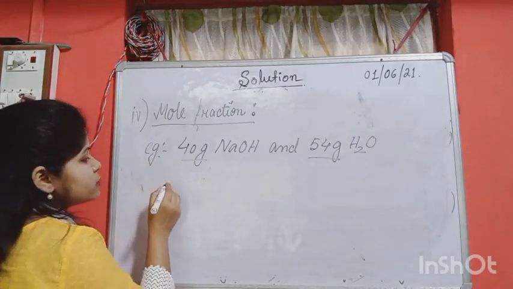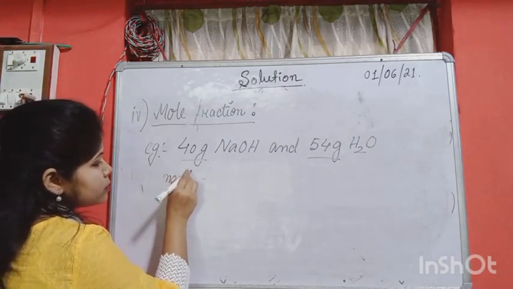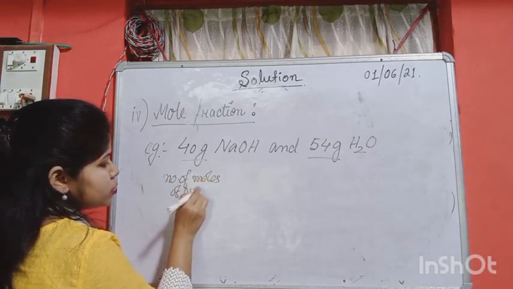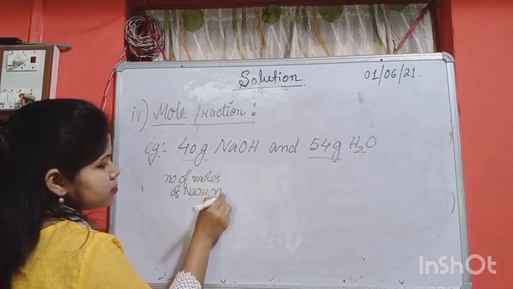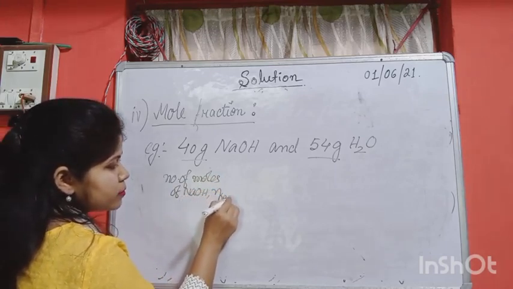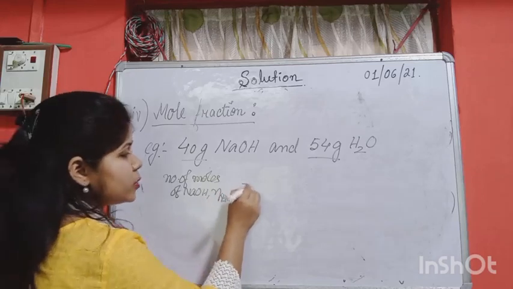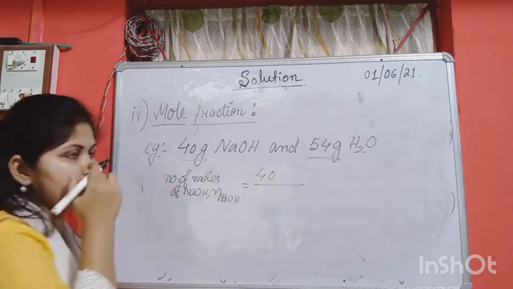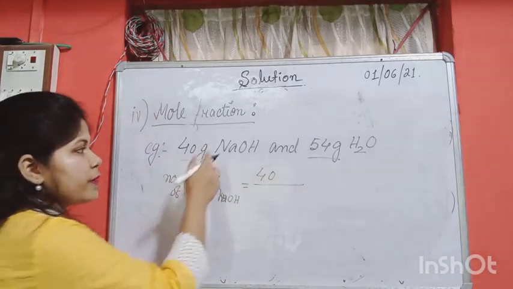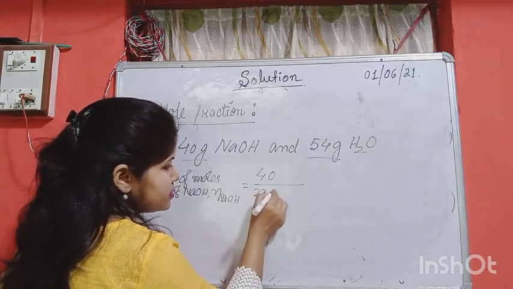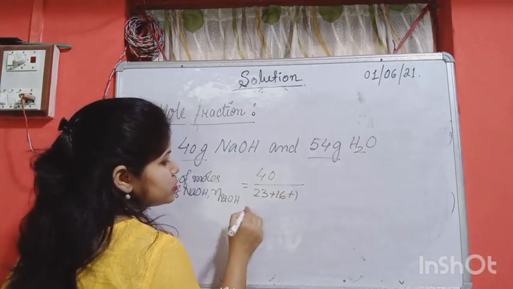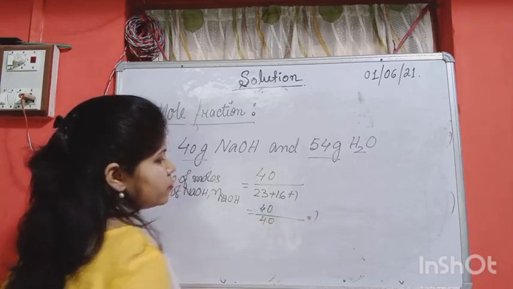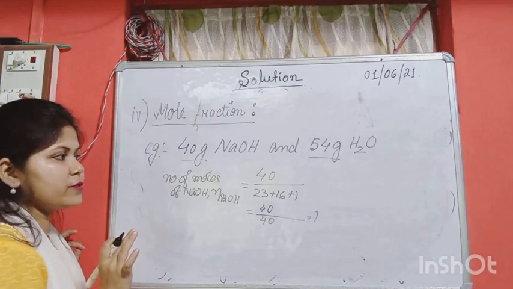So first I have to find out the number of moles. So number of moles of NaOH, we can write it as N suffix NaOH, equals given mass, that is 40 gram, divided by molecular mass. So molecular mass of sodium hydroxide is what? Sodium is 23 plus 16 plus for hydrogen it is 1. So it will be 40 divided by 40, which equals 1. So I have got the number of moles of sodium hydroxide as 1.